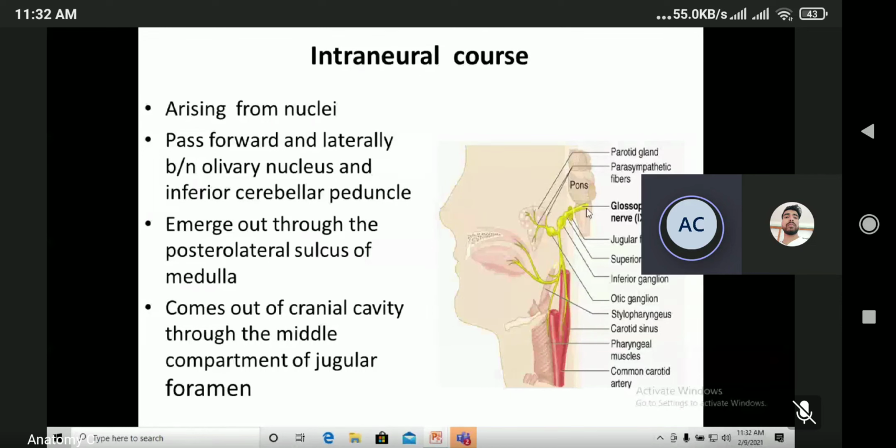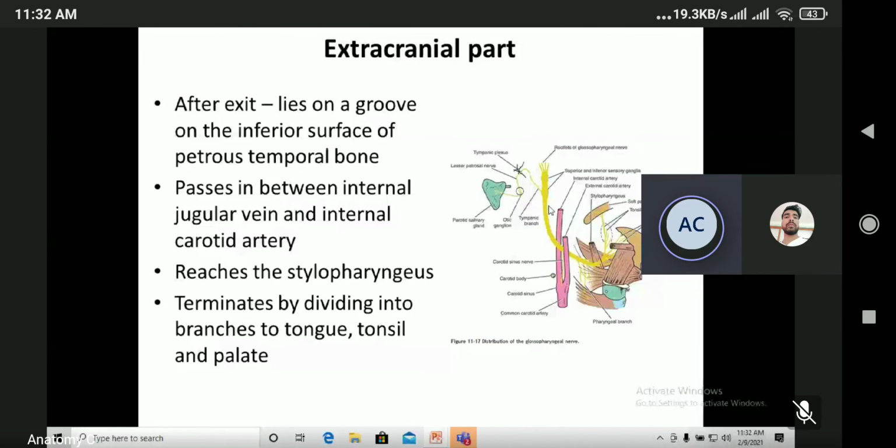Now, the glossopharyngeal nerve comes out through the middle compartment of the jugular foramen. After that, it lies in a groove on the inferior surface of the petrous part of the temporal bone. Then from there, it runs between the internal jugular vein and the internal carotid artery. This is the internal carotid artery here.